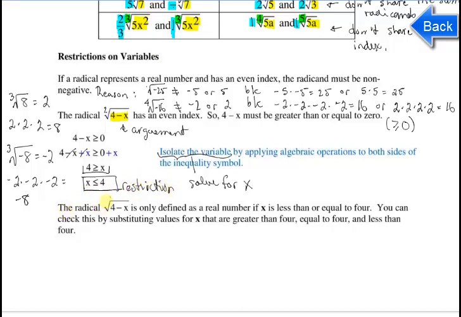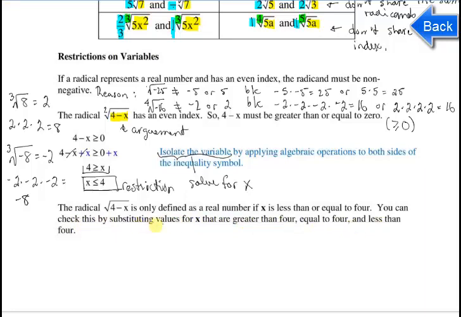So the radical, the square root of 4 minus x, is only defined as a real number if x is less than or equal to 4. You can check this by substituting values for x that are greater than 4, equal to 4, and less than 4. So let's try that out.